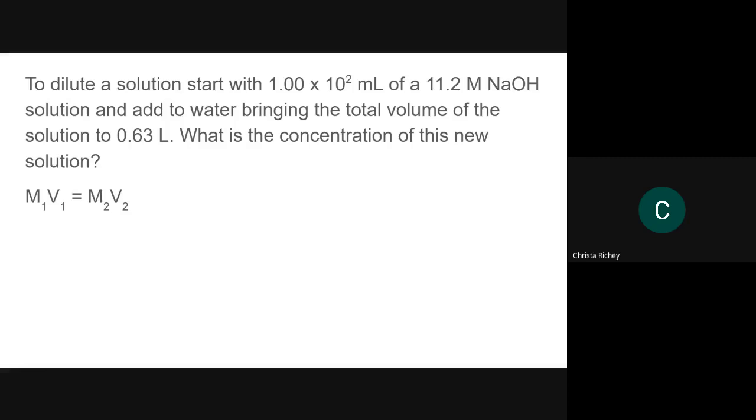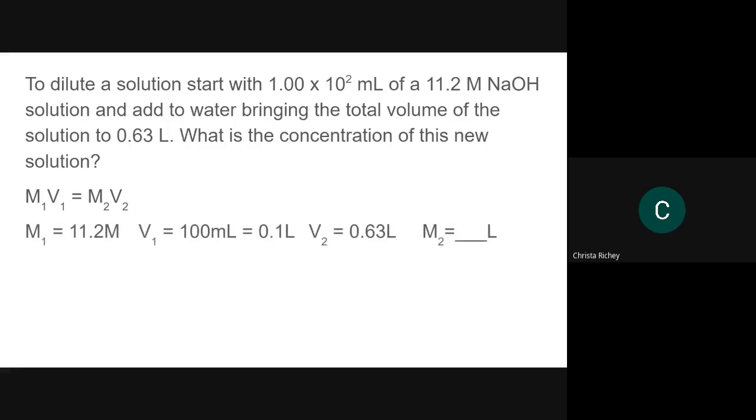So I have 1 times 10 to the second milliliters, so I'm going to move the decimal to the right 2 places. That's 100 milliliters of 11.2 molar base. Those are going to be my M1 and my V1. I'm going to dilute it to bring the new volume to 0.63 liters, and I want to know what the new molar concentration is. So this is what I do.